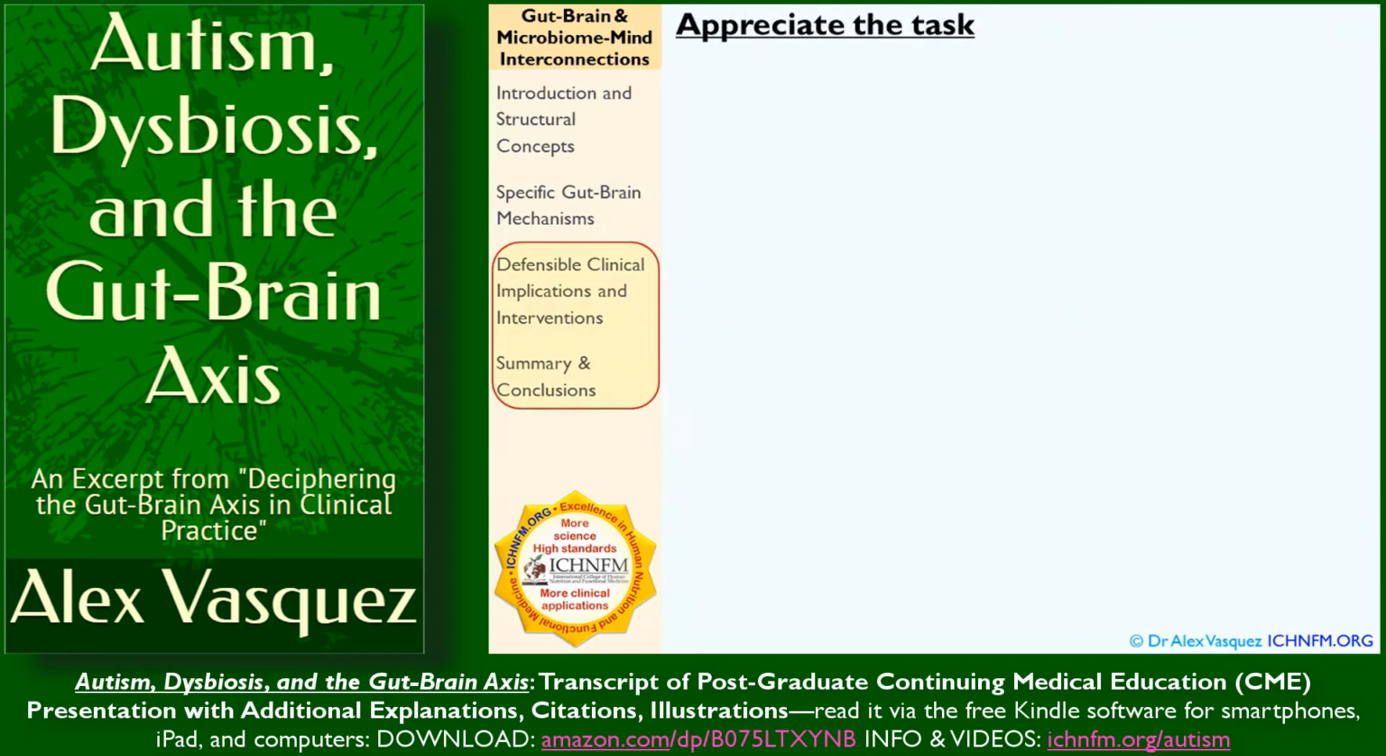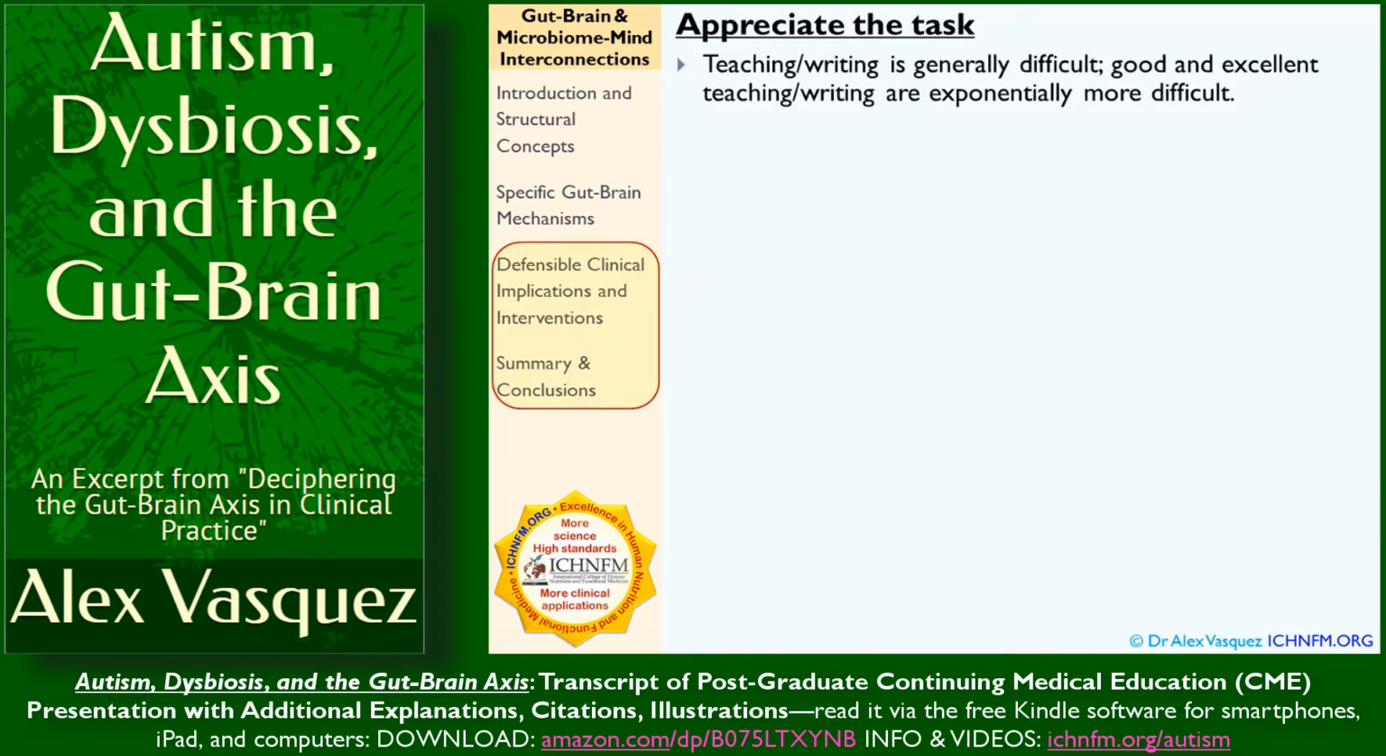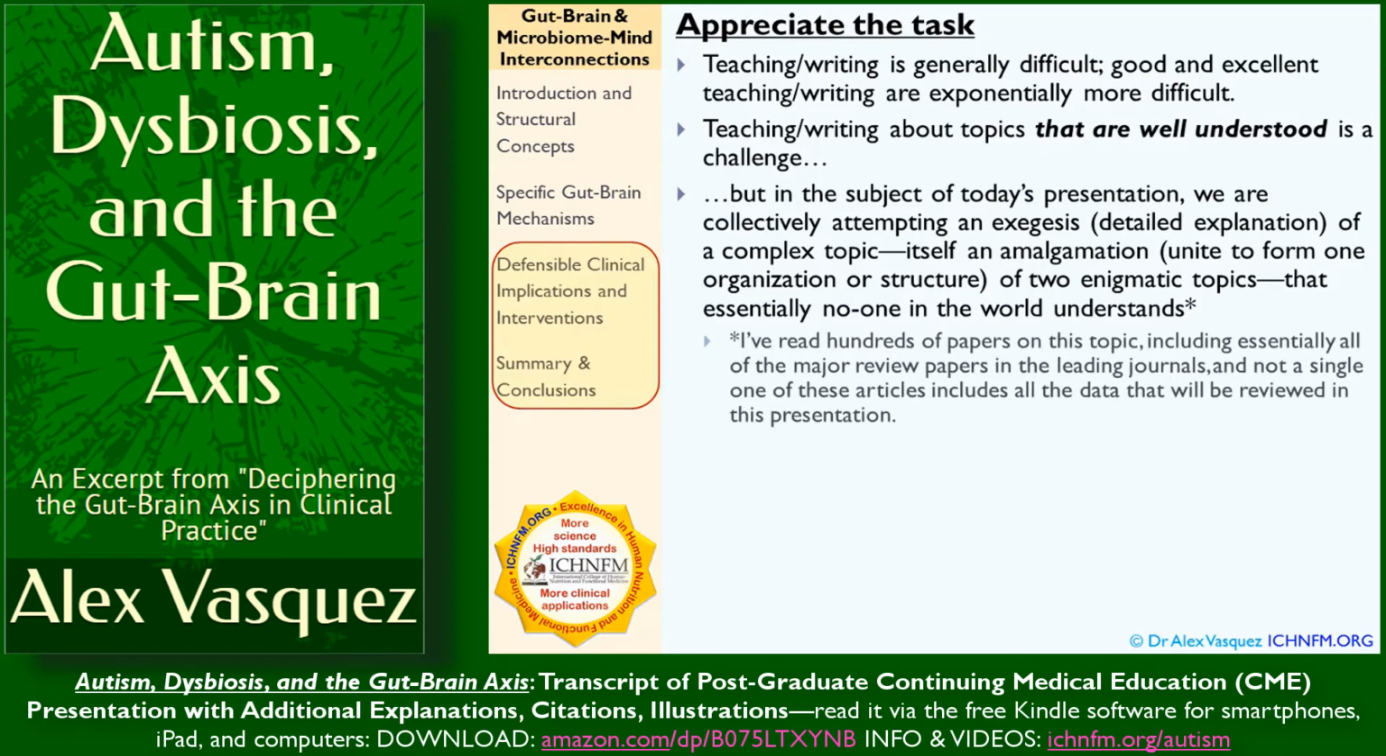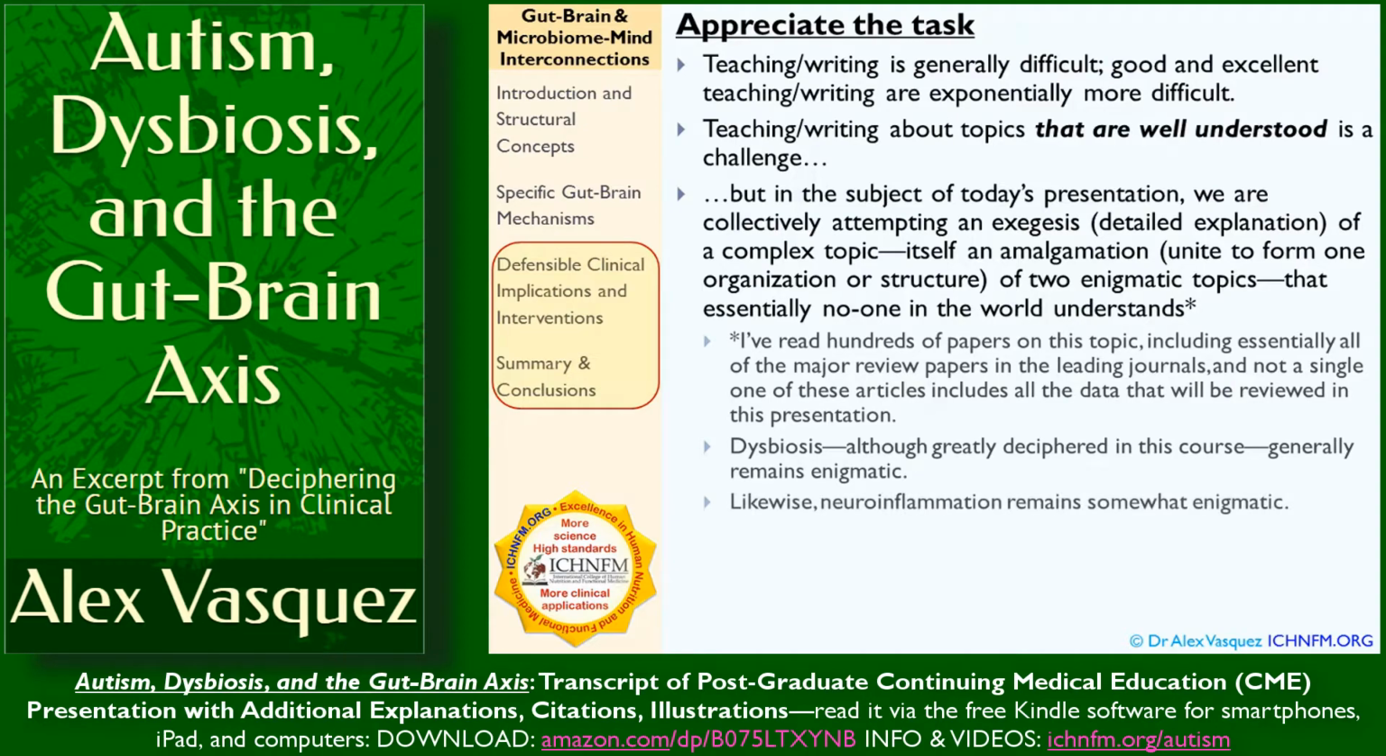So the task today is actually quite large. I think that teaching and writing is generally pretty difficult. Good and excellent writing and teaching are even more difficult, and that is when we're talking about things that are well understood. So you can imagine the complexity of talking about things that aren't well understood, such as dysbiosis and neuroinflammation, and those, of course, will be the major topics for today.